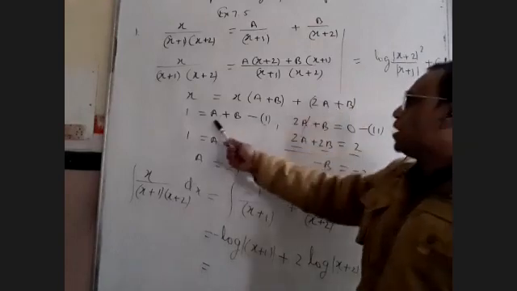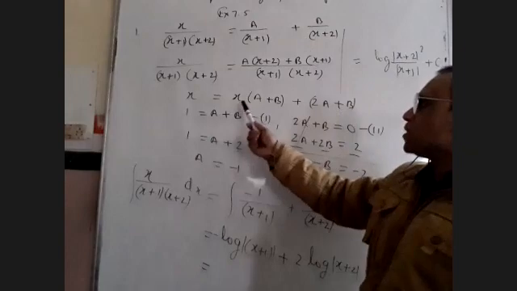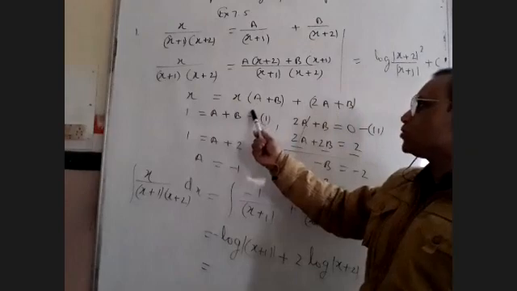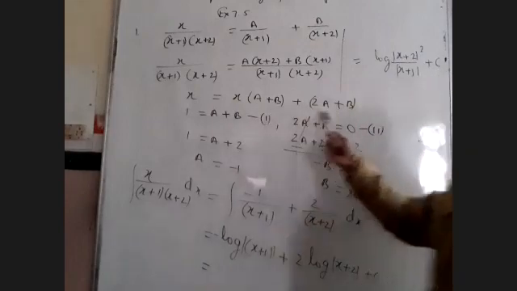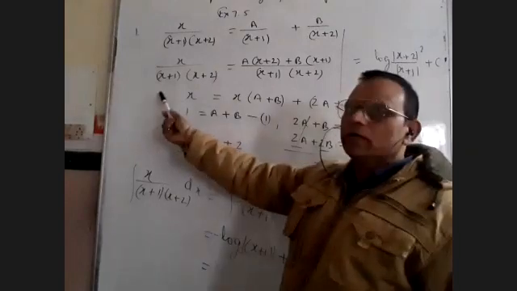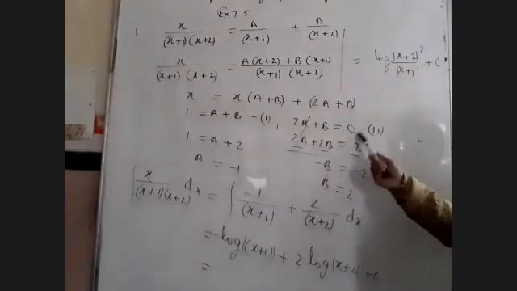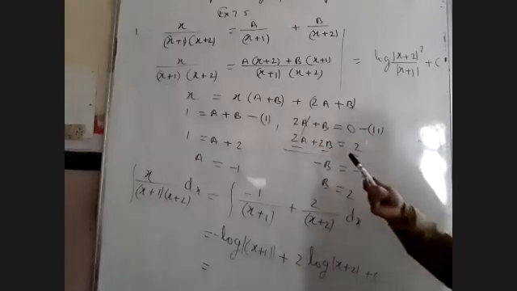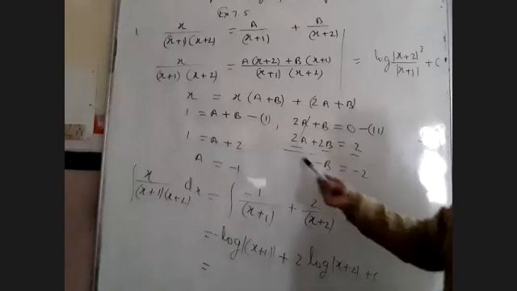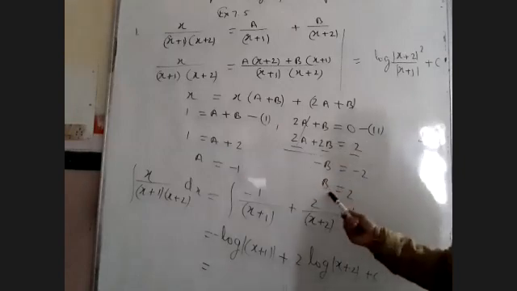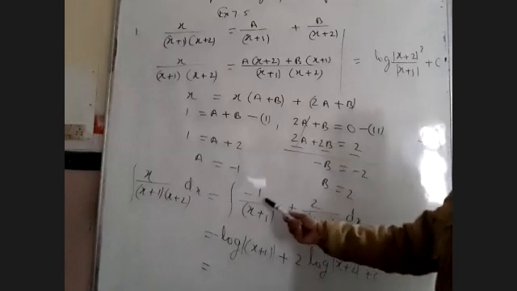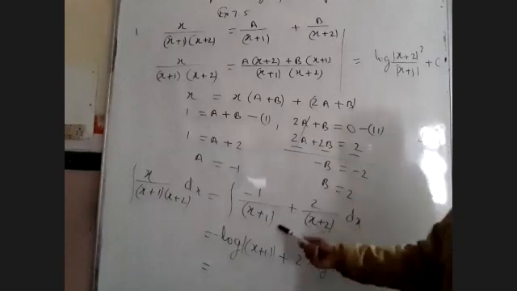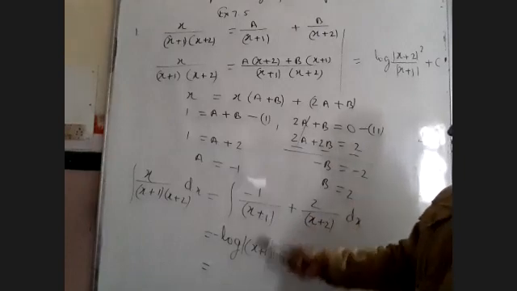We get a plus b equal to 1, because we have compared the coefficient of x on both sides. Here this is a constant term, but there is no constant term on the other side, so we can write 2a plus b equal to 0. These are two equations, and you have to solve them. Solving equations is a very simple thing you have been doing since 10th class. We get the values of a and b, minus 1 and 2. This is the standard form, the integrable form. We can integrate easily: 1 upon x plus 1 gives log of x plus 1.